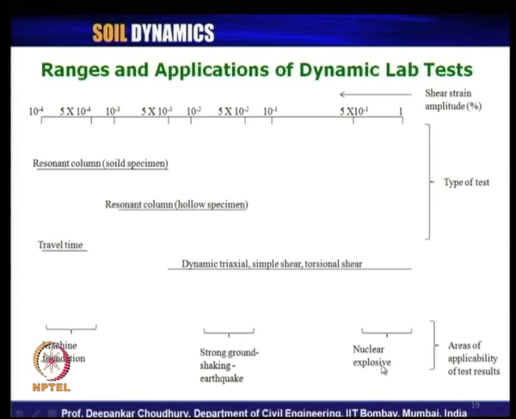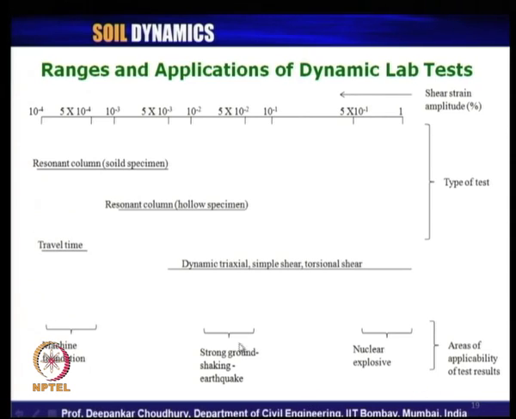If you use, suppose, the value of G or damping ratio obtained from the resonant column test for nuclear explosion, it will again be a disaster in your design, because the value of G you have estimated is a small strain value of G, which is not at all applicable for the range of shear strain to which the soil and the structure are subjected during the dynamic load of a nuclear explosion. So, be very careful about the selection of type of test as per the areas of application.